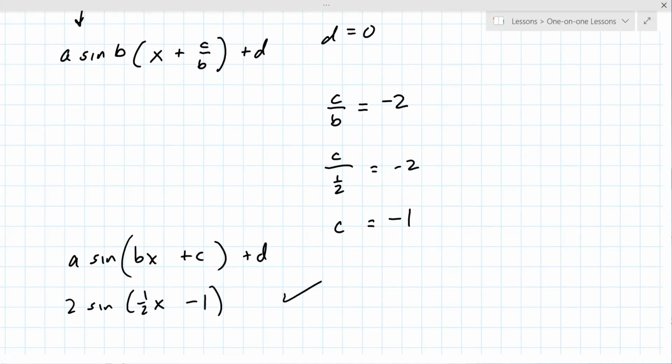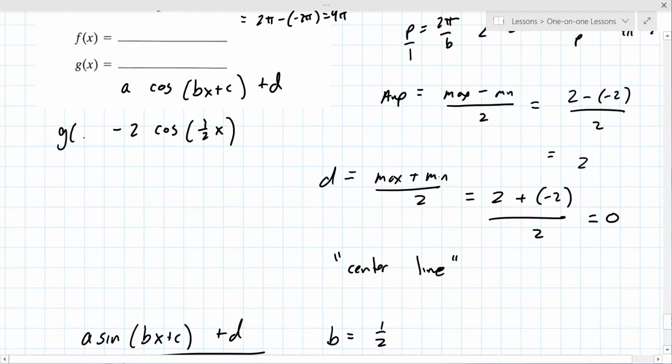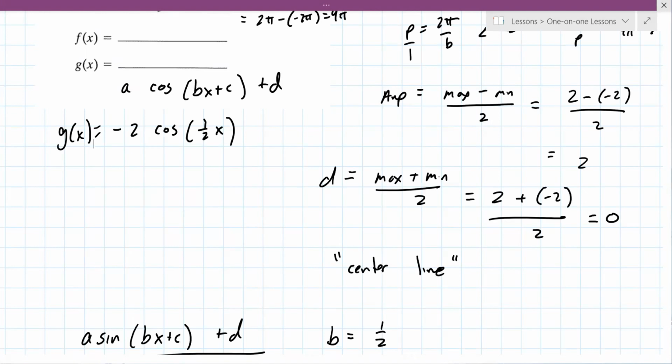So f of x is the first one that we got, and g of x is the 2 sine(1/2 x minus 1). According to the instructions, f is the sine, so this is your f of x, and the other one was your g of x. What we just did is a very advanced thing to do, to be able to write it 2 ways. It's very sophisticated because usually one way is very clear and the other way it's like, what do we do?